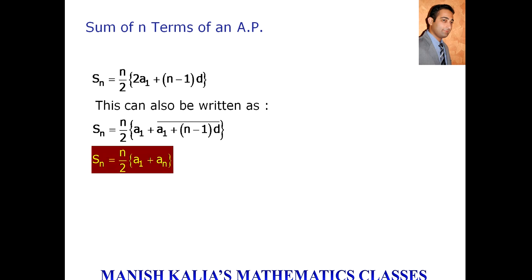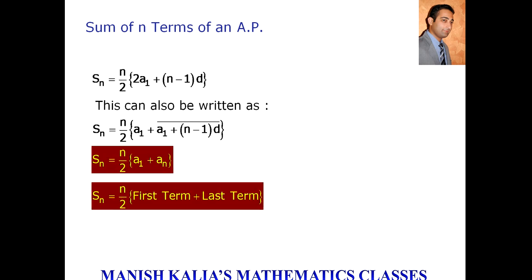This can also be written another way, and we get another formula for the sum of an AP: it is equal to n by 2 into the first plus last term.